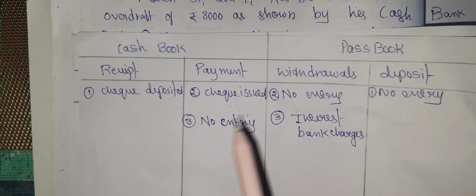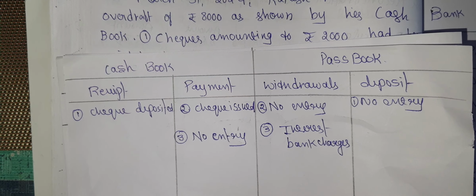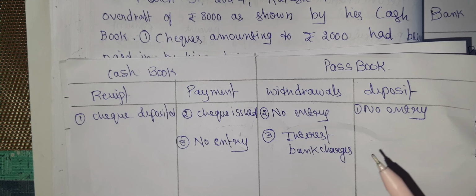Now, the effect on which book? Here they have given in the problem unfavorable balance or overdraft. Means what?